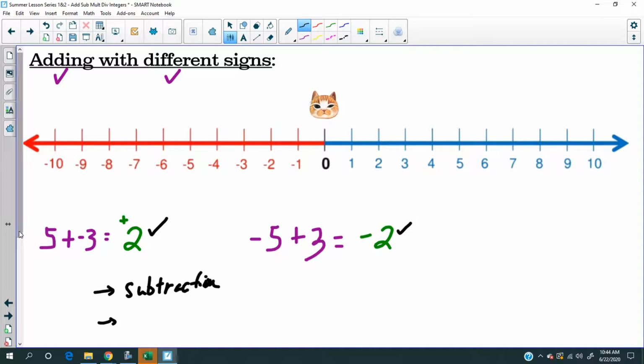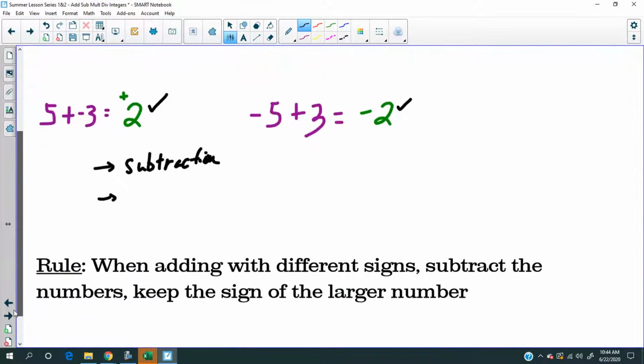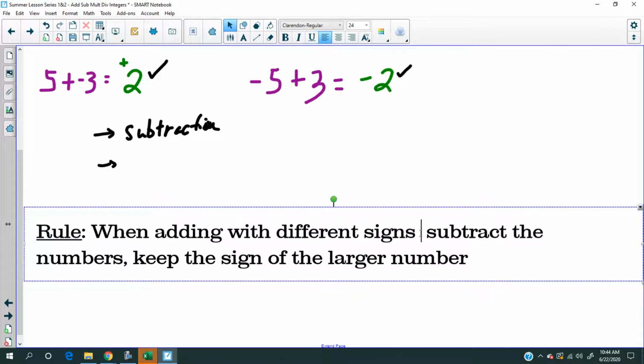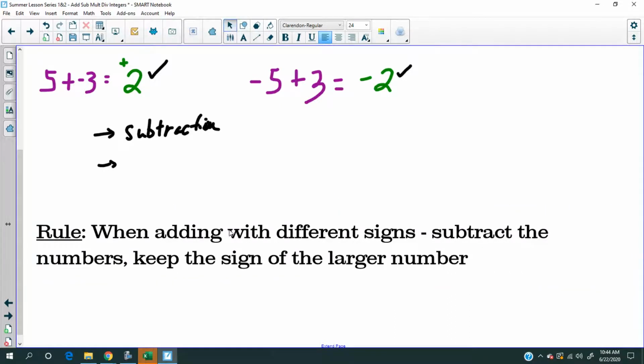Okay, so here's the rule. And I'll read. All right. When adding with different signs, subtract the numbers and keep the sign of the larger number. Okay, one more time. When you're adding with different signs, like we're doing here with these two examples, you subtract the numbers, right? So 5 minus 3 is 2. 5 minus 3 is still 2, right? What's different? Keep the sign of the larger number.